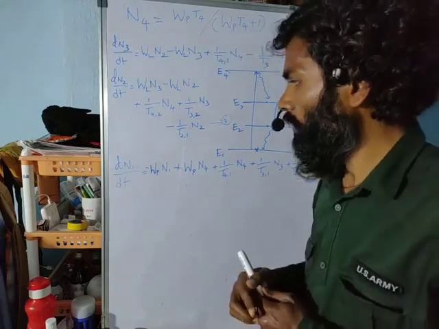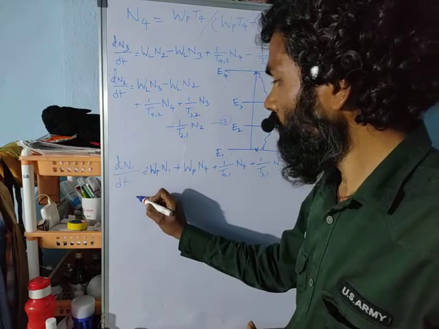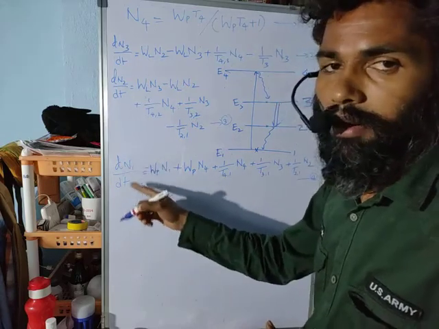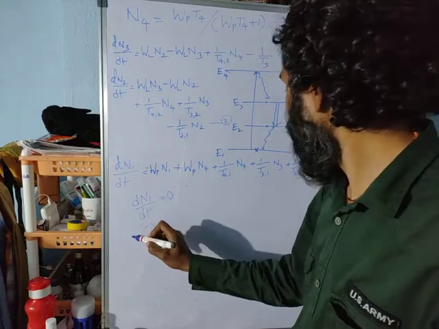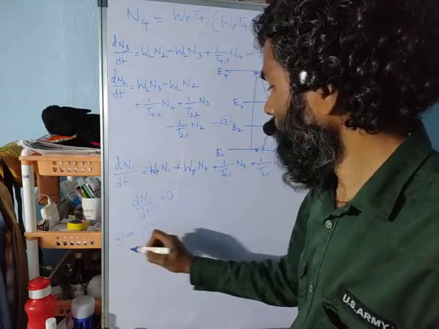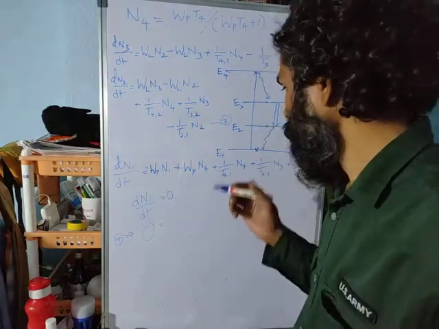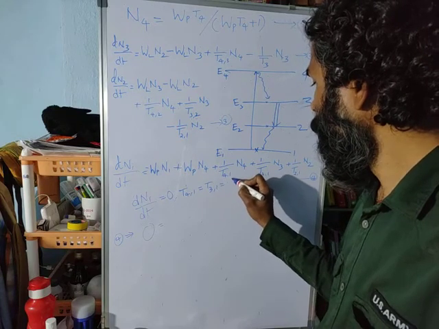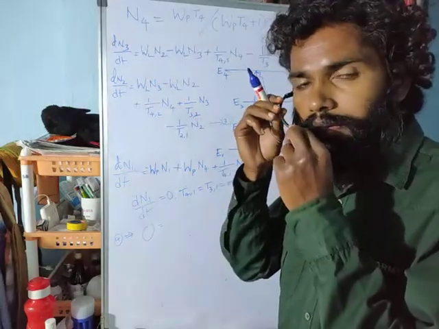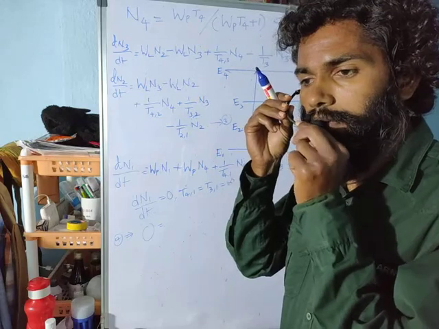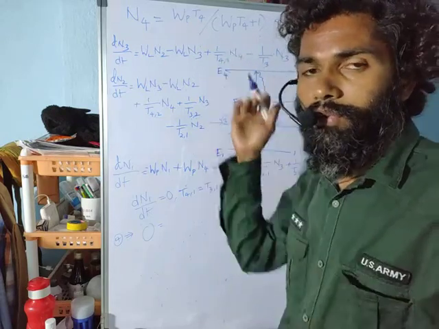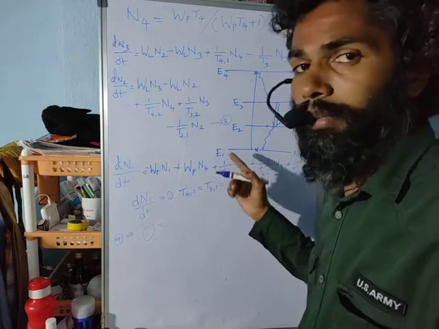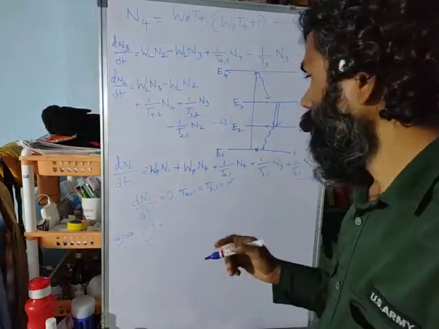So now from equation number 4, when we put the steady state condition dN1 by dt equals 0, we can set the left hand side as 0, and this is coming from equation number 4. Besides this steady state condition, we also take T41 and T31 as infinity values. That means we don't have any decay happening from level number 4 to level number 1, and from level number 3 to level number 1. So when we put 1 by infinity, this term will become 0, and even this term will become 0.